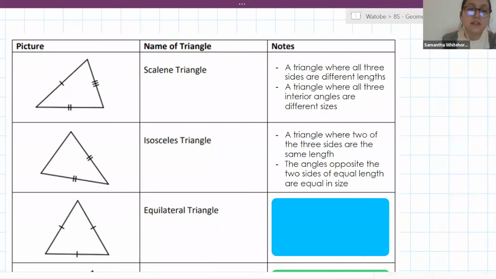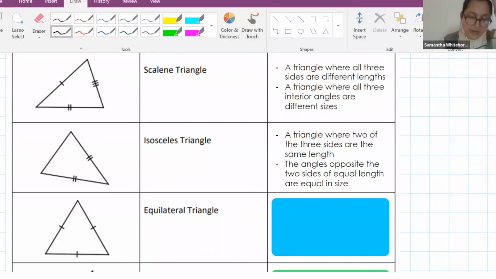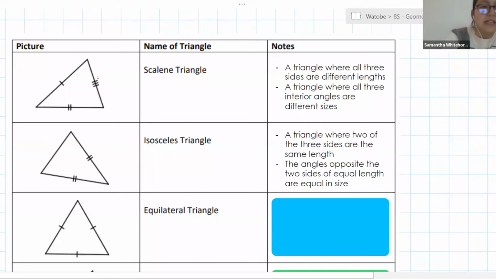These little tick marks on the sides tell me where the sides are equal. So the fact that in the scalene triangle all three of those tick marks are different means that the sides are all different in length. In my isosceles triangle, I can see that they both have two tick marks on them, which means that they are equal in length. So if you see those little lines in the diagram, it's telling you that sides or lengths are equal, just so that we're all on the same page.